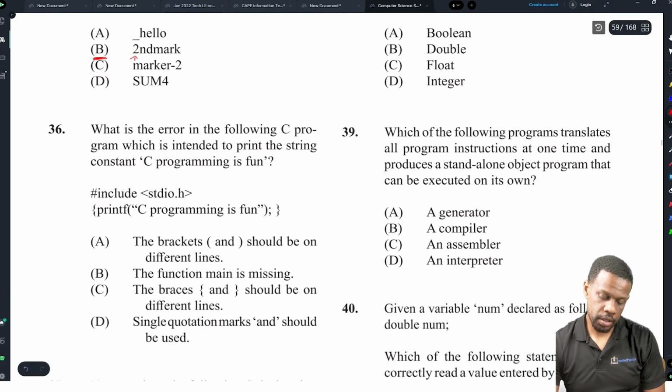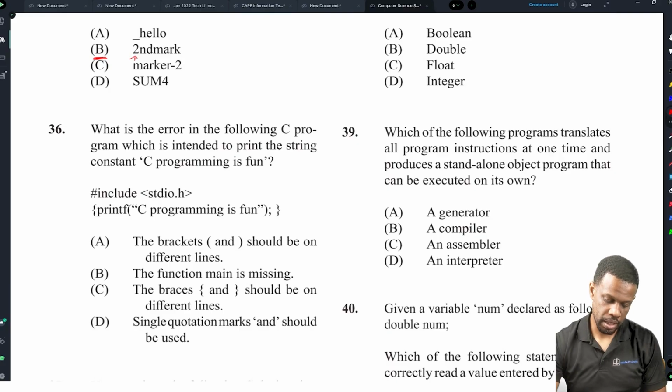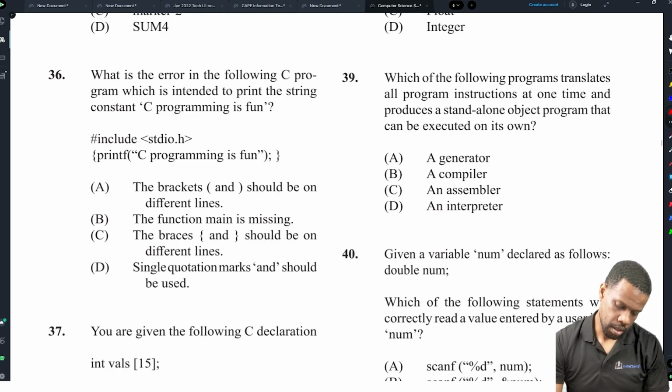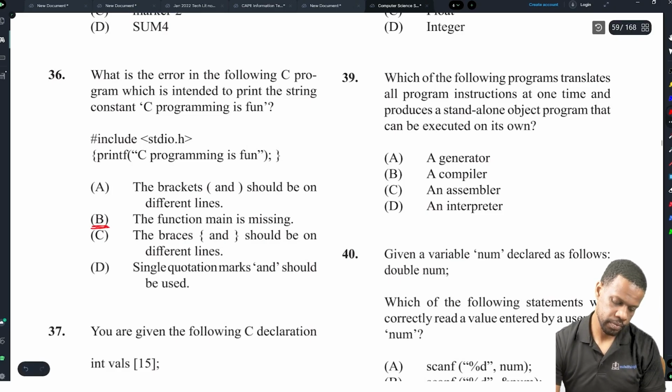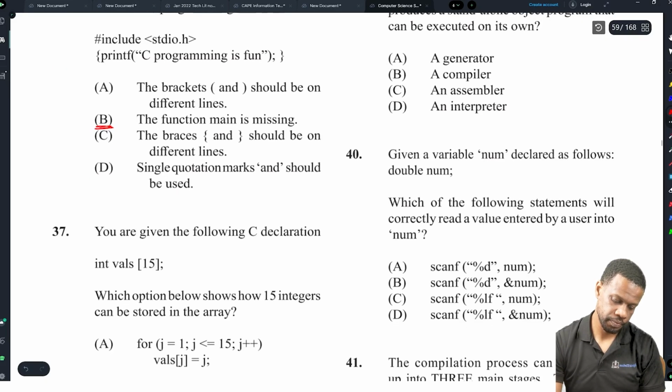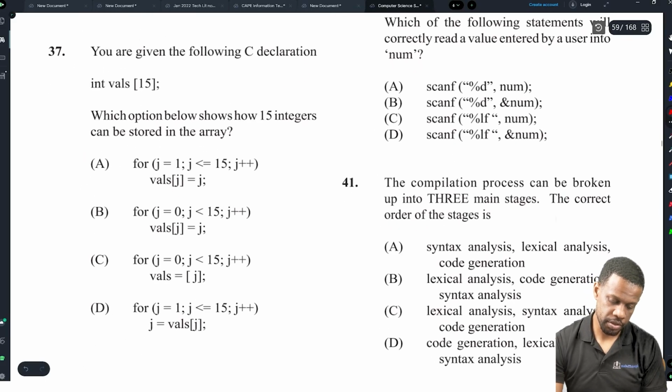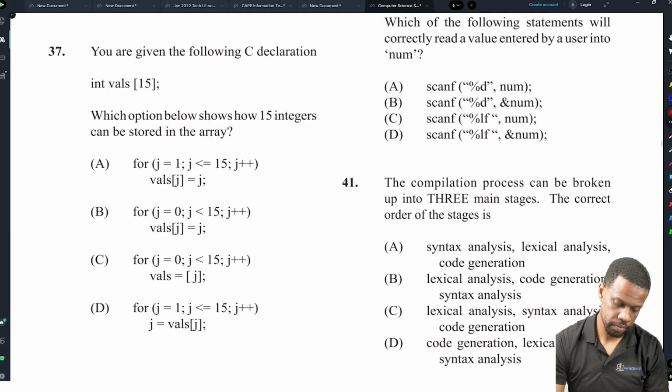What is the error in the code in the following C program that is intended to print the string constant C programming is fun? The error is printf. Right, the function main is missing. You must have a main function. You're given the following C declaration, int vals 15, which option below shows how 15 integers can be stored in the array?